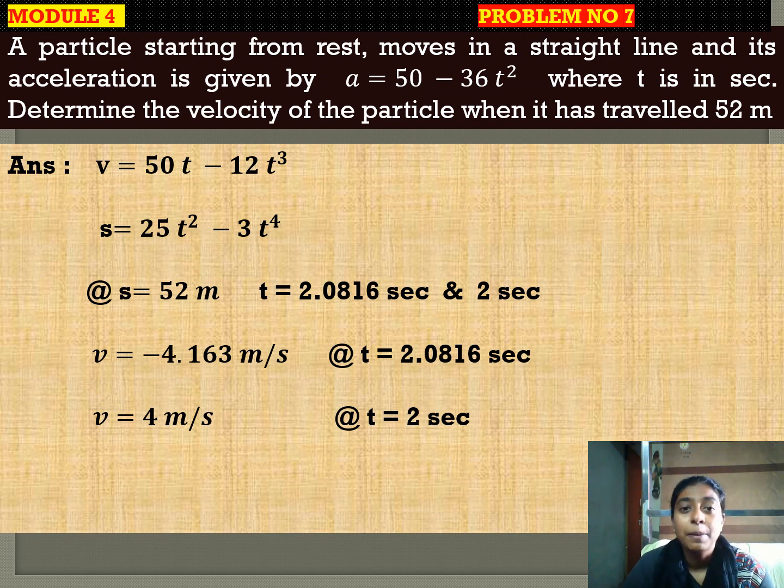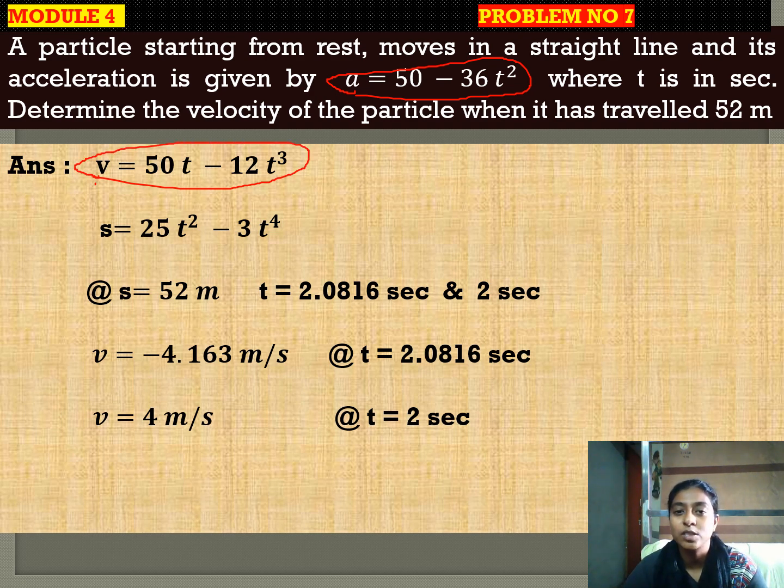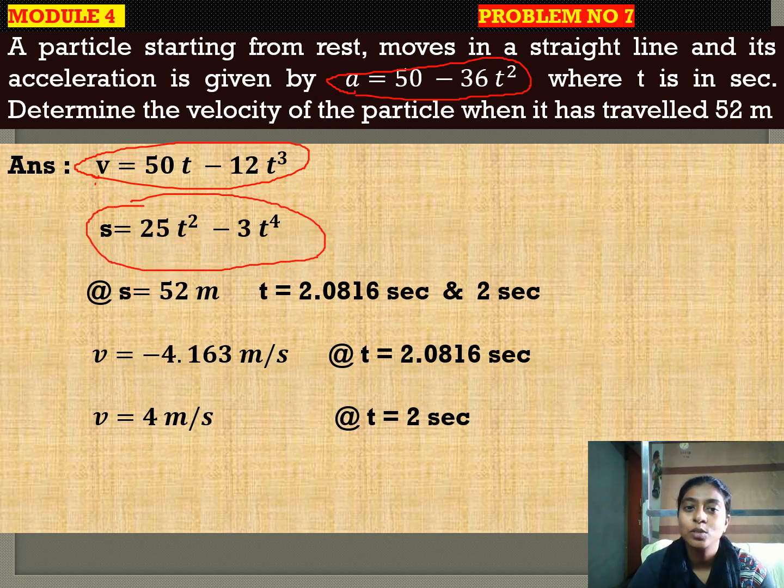Seventh problem. A particle starting from rest moves in a straight line and its acceleration is given by a equal to 50 minus 36t square, where t is in seconds. Determine the velocity of the particle when it has travelled 52 meter. So here equation for acceleration is given. So our equation of velocity is obtained by integrating the acceleration. By integrating the acceleration, we get v equal to 50t minus 12t cube. By integrating the velocity, we will get s is equal to 25t square minus 3t raised to 4.